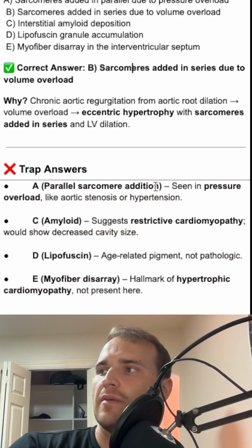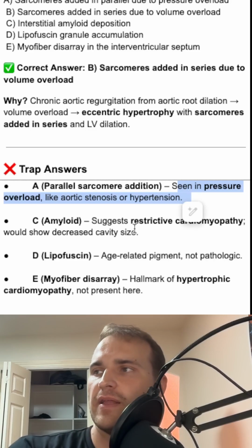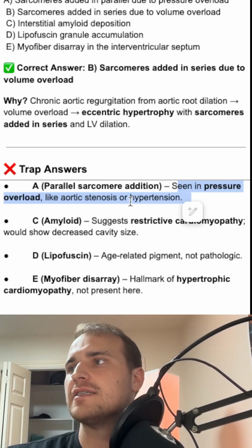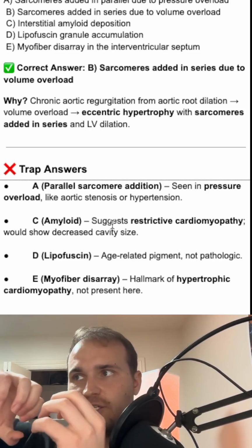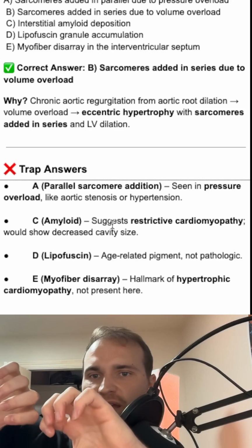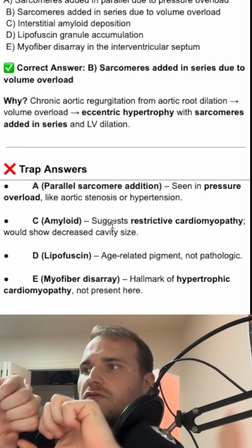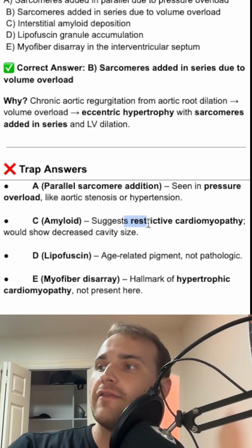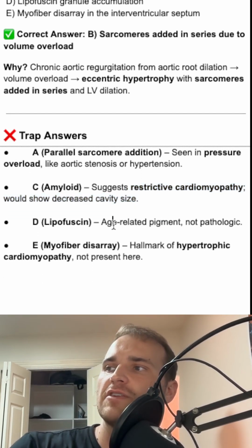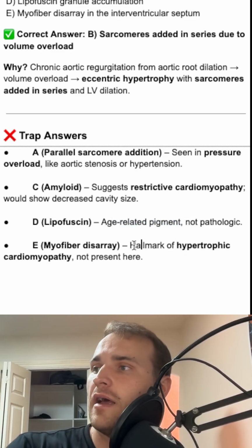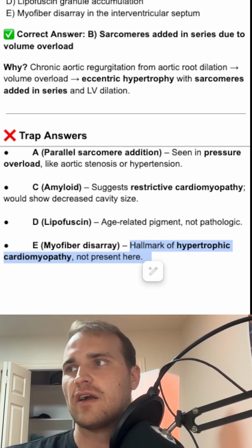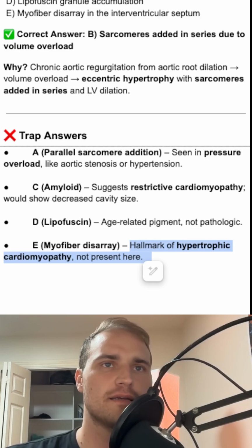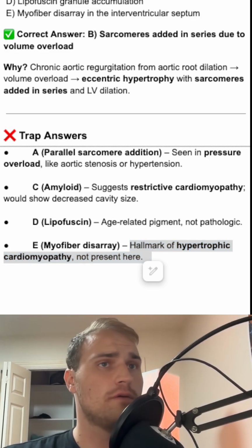Parallel, so that would be pressure overload. Be like your aortic stenosis or hypertension. Think about it like you're pushing through and you have parallel sarcomeres, so it's like concentric thickening, so it's like high blood pressure. Amyloid would be restrictive. Lipofuscin is just age-related. It's like the oxidation of fat. Myofibrous dysarthria is hypertrophic cardiomyopathy, usually in younger athletes. So yeah, cool. I like that question a lot.